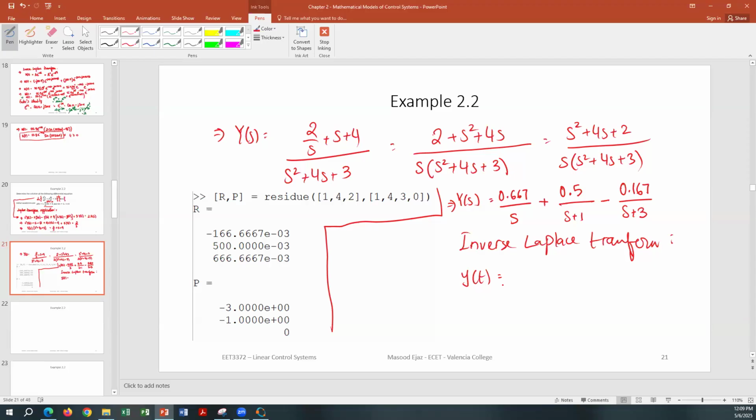0.5 times e to the power negative t, yes. Negative 3t, very good. And e to the power negative t and e to the power negative 3t, we'll also put u(t) because our input is starting at t is equal to 0. So I'm going to write this down as 0.667 plus 0.5 e to the power negative t minus 0.167 e to the power negative 3t, and everything is going to be u(t).